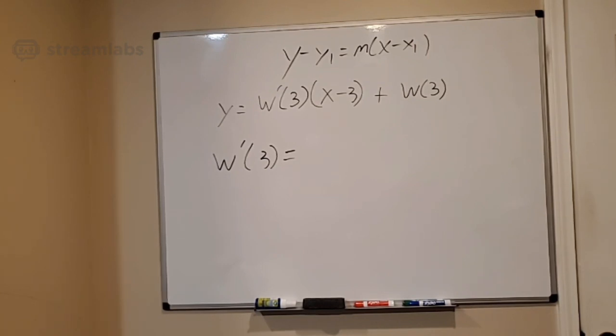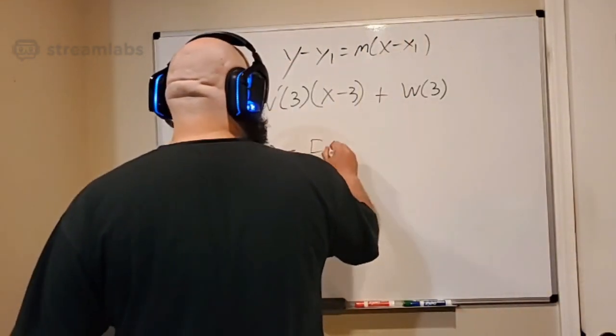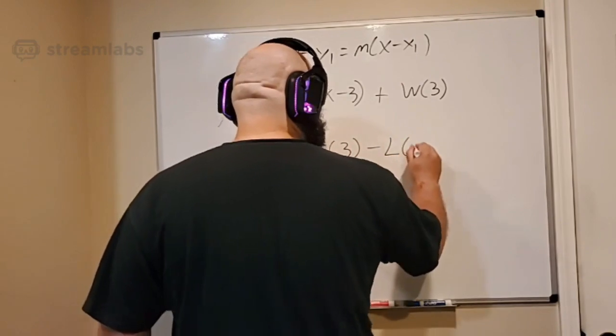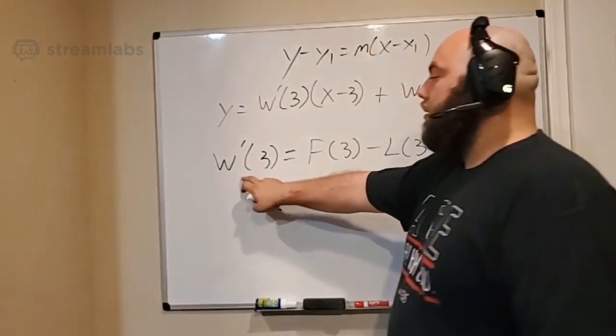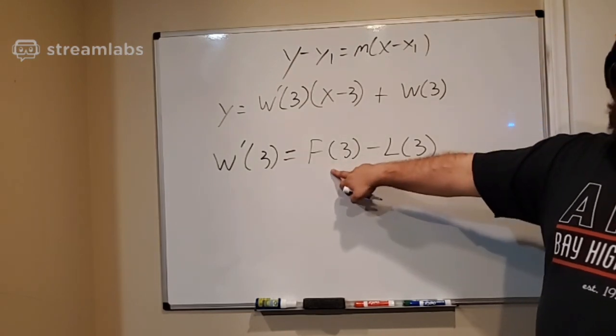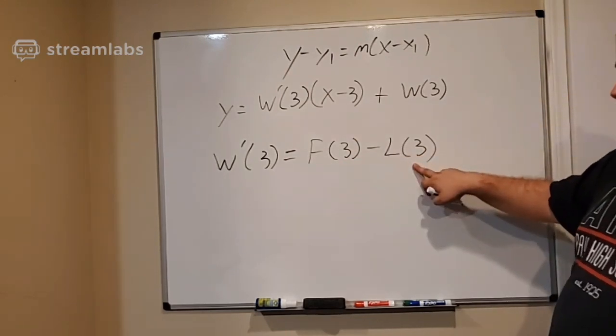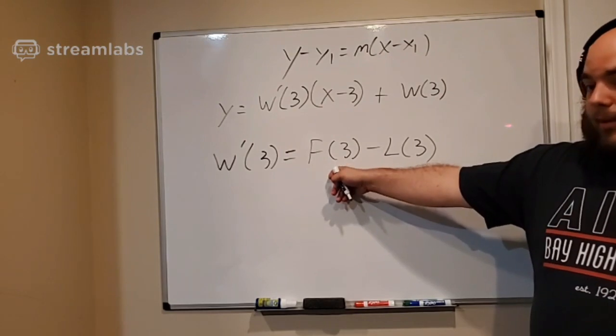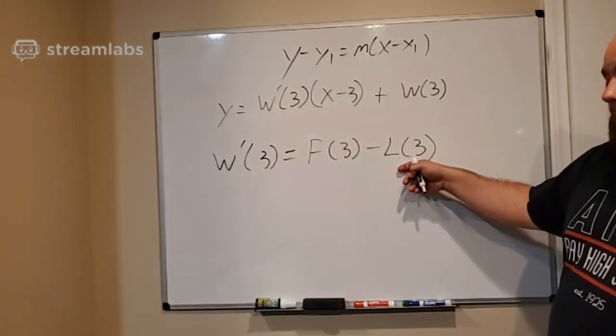So for W, the water going in is F, and the water coming out is L. So our w prime of 3 will be equal to F of 3 minus L of 3: the amount coming in minus the amount leaving. For instance, if I have 10 gallons coming in every minute and 5 gallons leaving every minute, my tub is filling up at a rate of 5 gallons. So it's getting 5 gallons more every minute.